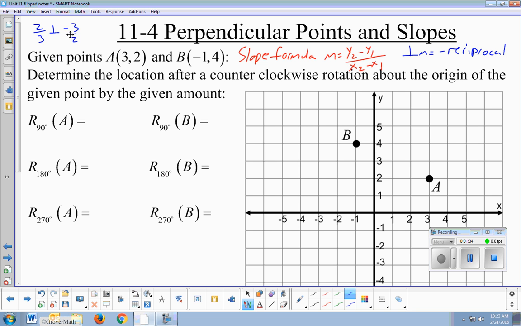See, perpendicular slopes, always one of the slopes is positive and one of the slopes is negative. We can't have two positive slopes. You could have two positive slopes, that just wouldn't be perpendicular. And same thing for negative.